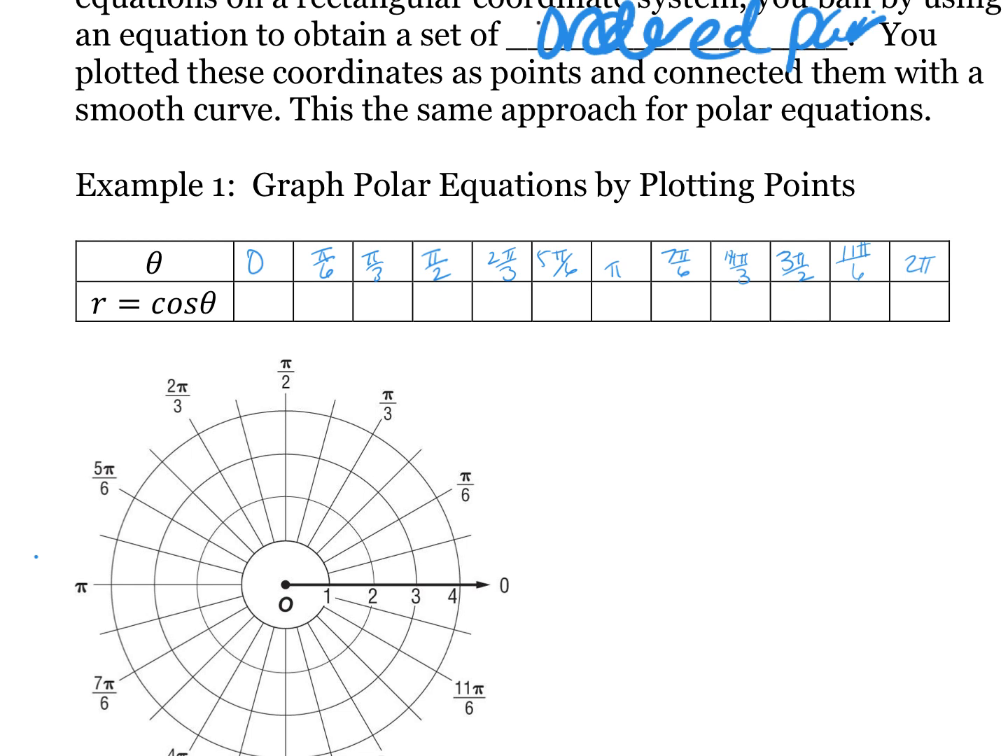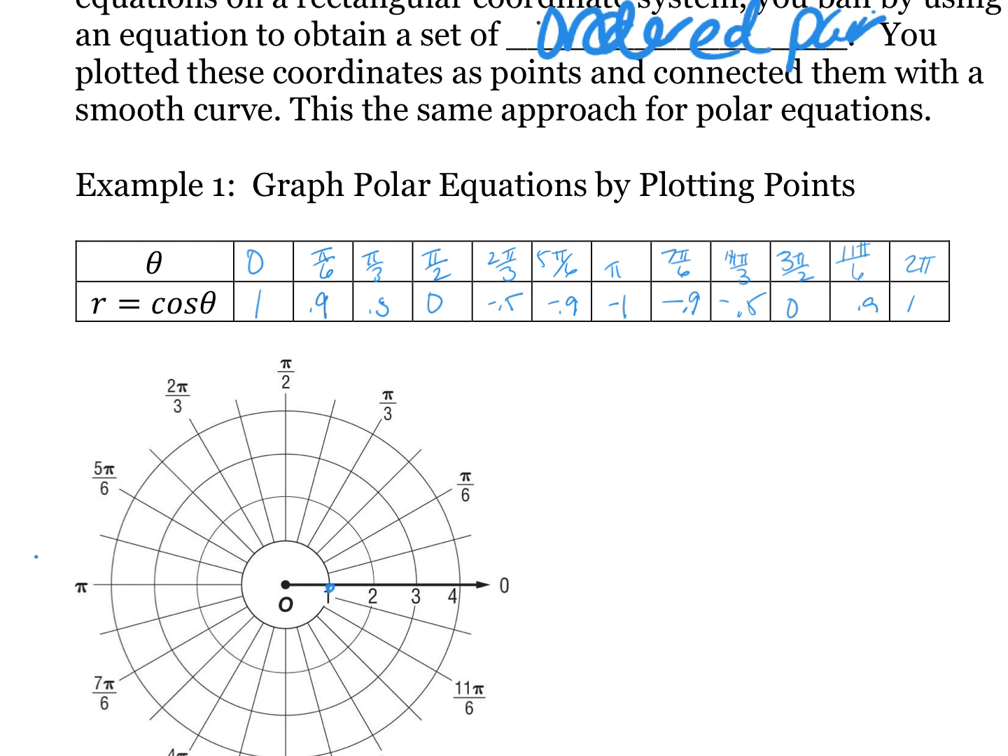Now, when I put these into my calculator and go to my table, I get some values for cosine theta. Cosine of 0 is 1, then 0.9, 0.5, 0, negative 0.5, negative 0.9, negative 1, negative 0.9, negative 0.5, 0, 0.9, and 1.